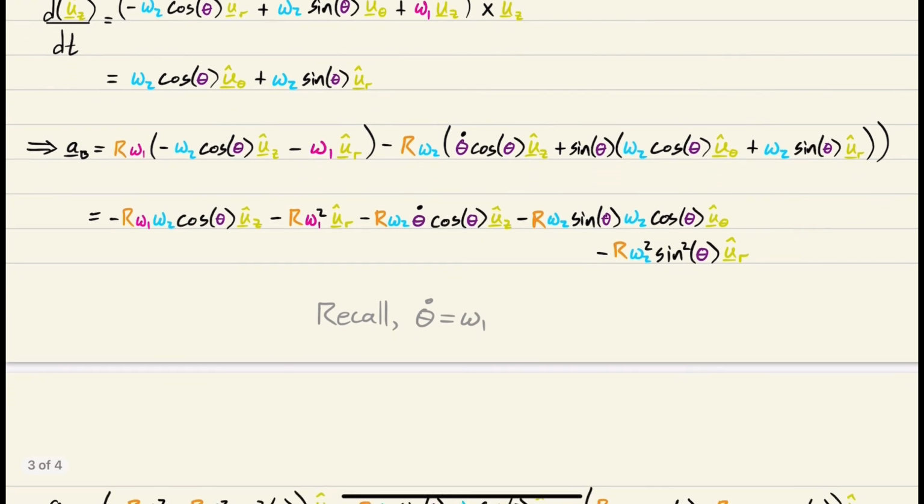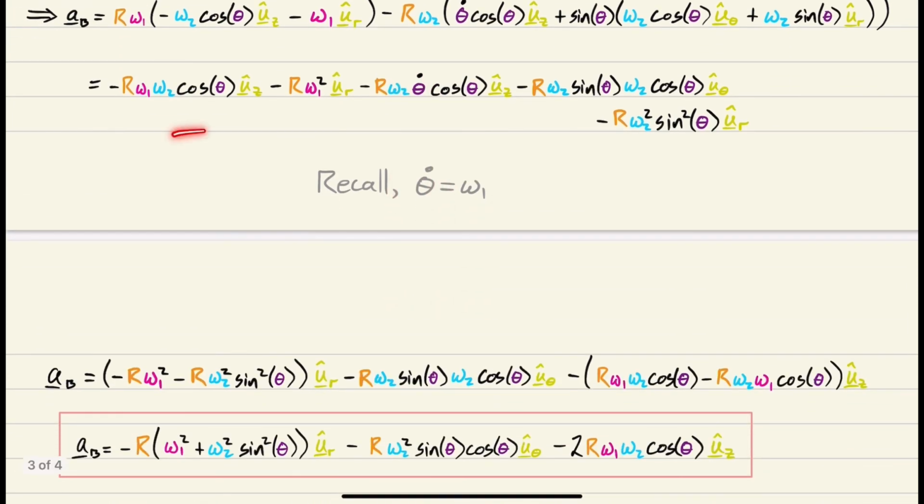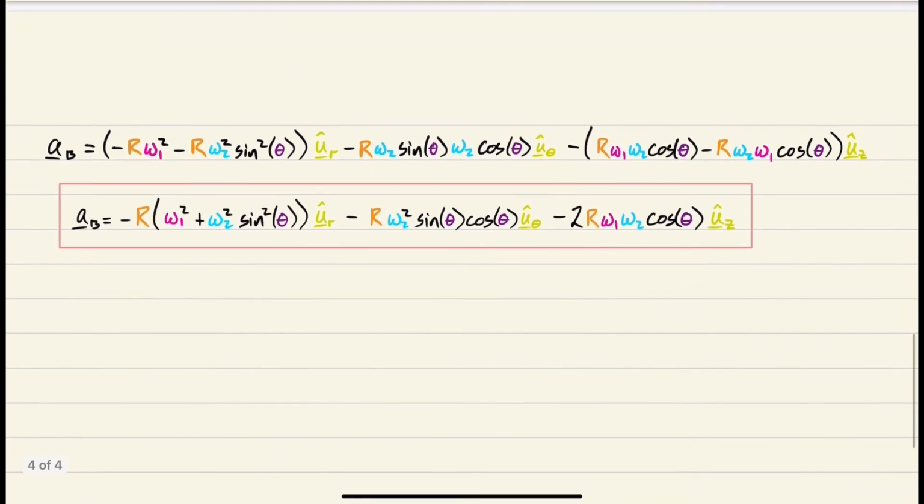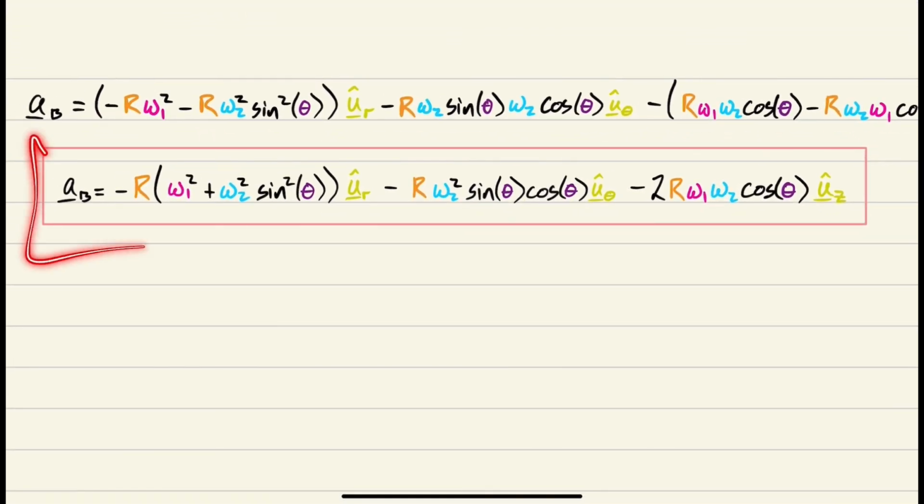And then it's a bunch of algebra. I'm not going to walk through the algebra. Just recall that theta dot is omega 1. So going from here to here, I just replaced theta dot with omega 1. Again, this is just algebra, which you can look at and do on your own. But this is the acceleration of point B. And I'm going to leave it like this.